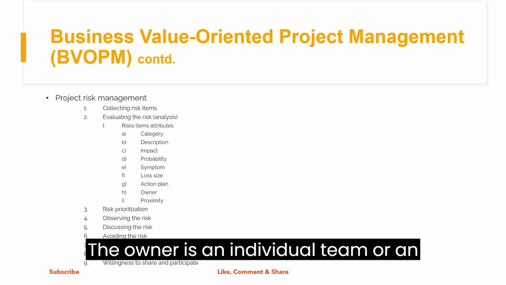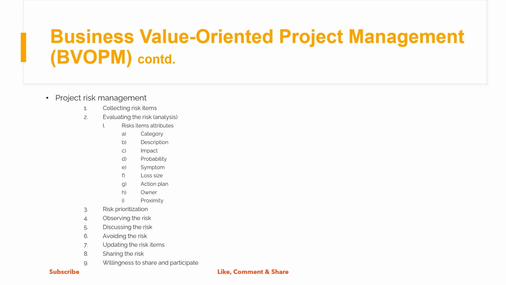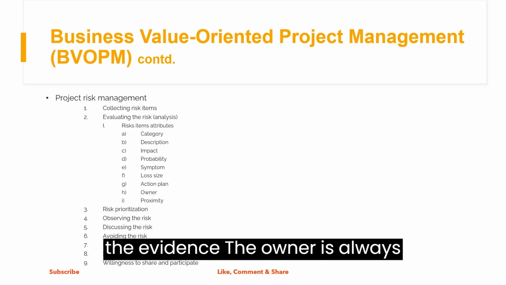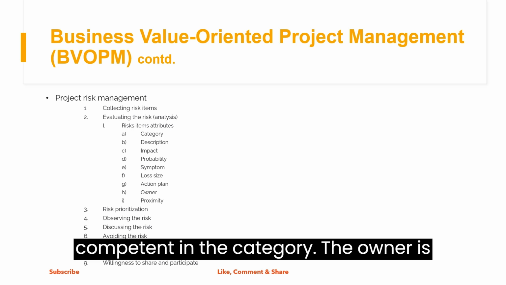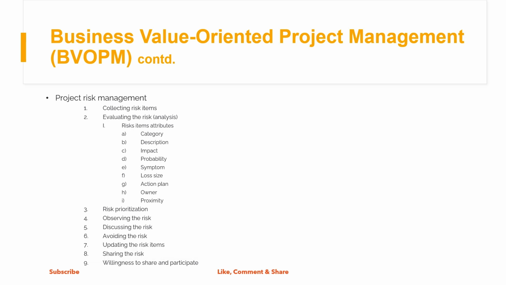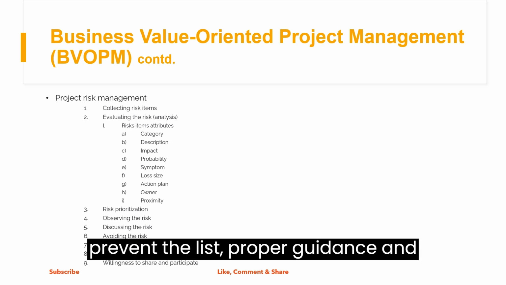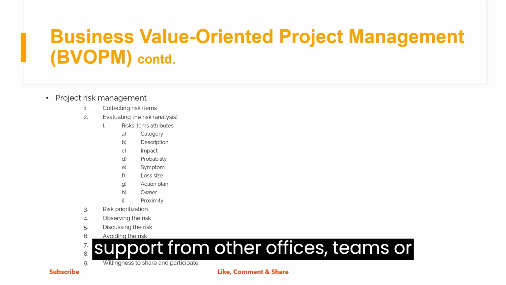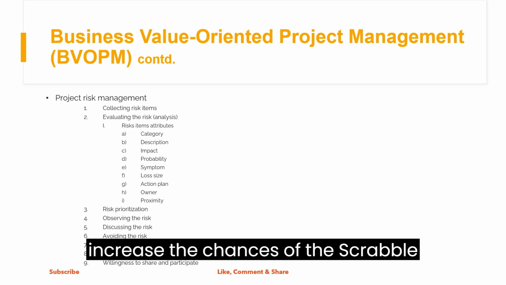Owner. The owner is an individual, team, or an entire office responsible for the risk avoidance. The owner is always known, defined, and needs to be competent in the category. The owner is proactive and acts independently to prevent the risk. Proper guidance and support from other officers, teams, or individuals are recommended if this would increase the chances of risk avoidance.